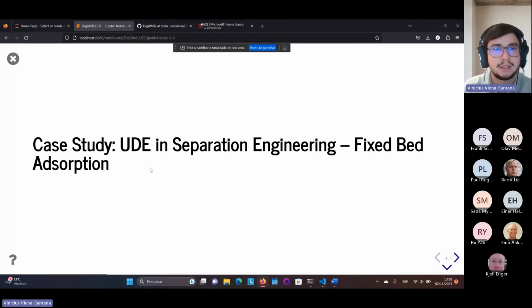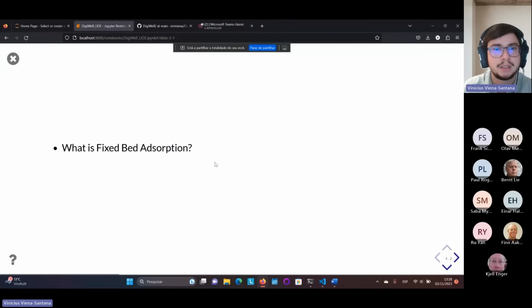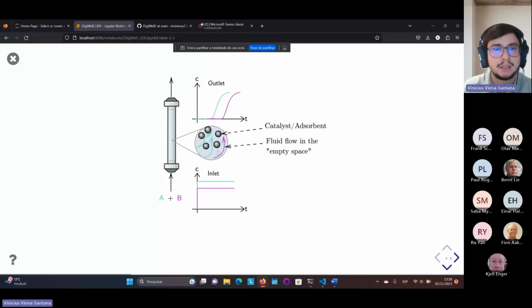Now I'll move on from this general concept of UDEs into a more practical application of it. I'll show you how it can be used in separation engineering, because of my background, I'm a chemical engineer. It's specifically applied to fixed bed adsorption. You may be asking, what's fixed bed adsorption? Fixed bed adsorption is a separation method in which we use the difference of affinity of two components towards a solid phase to carry out the separation.